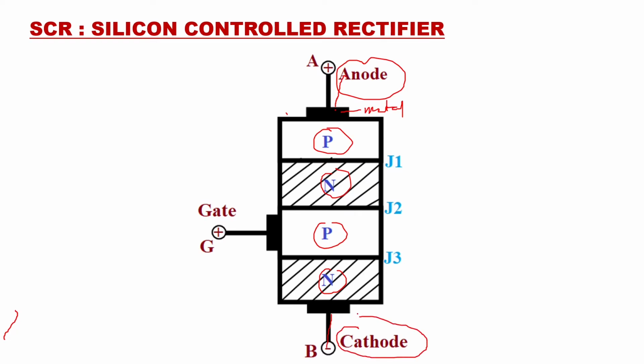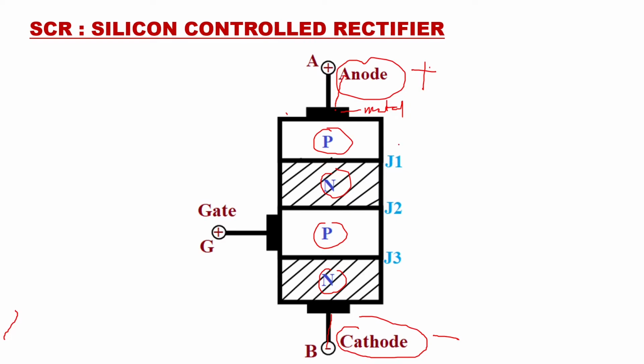So anode, cathode. Anode will always be positive for proper conduction of SCR. You have to connect it to the positive voltage, and cathode will be connected to negative. So anode will be more positive than cathode if you want proper conduction of SCR. Now, because it has 4 layers, it will have 3 junctions.